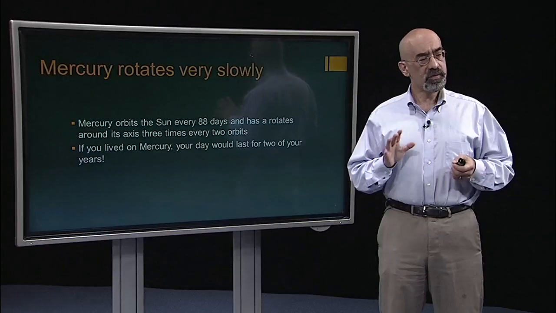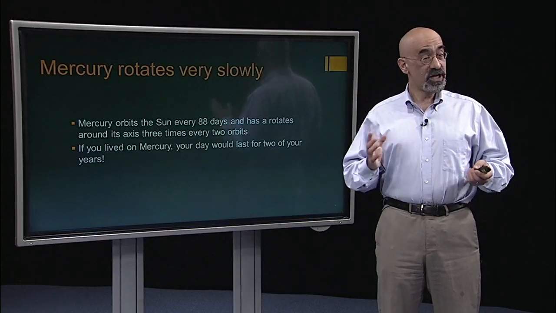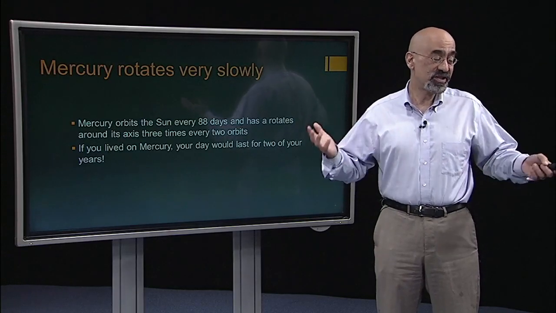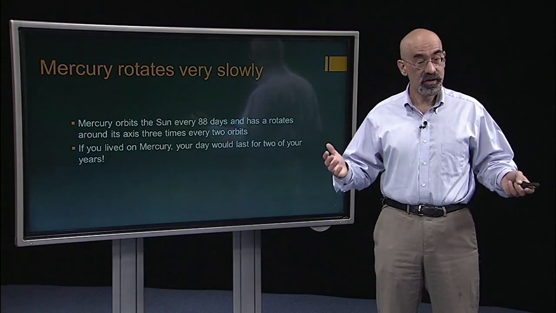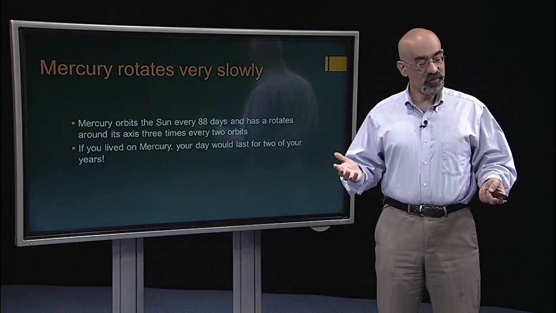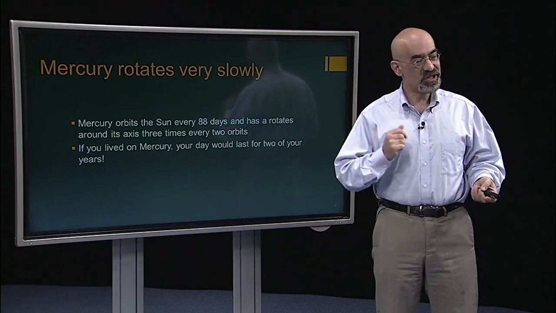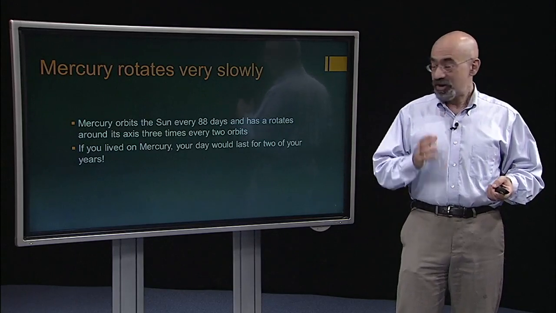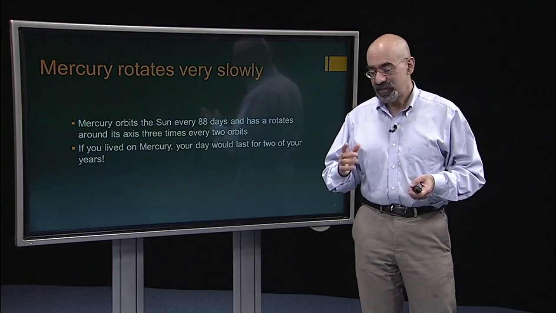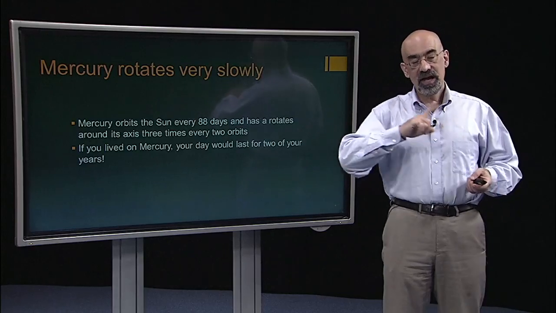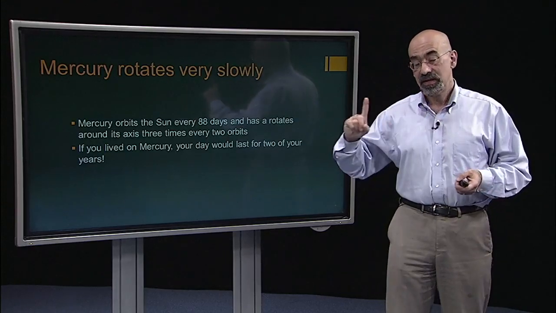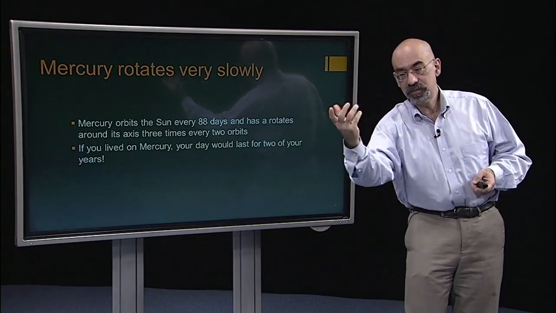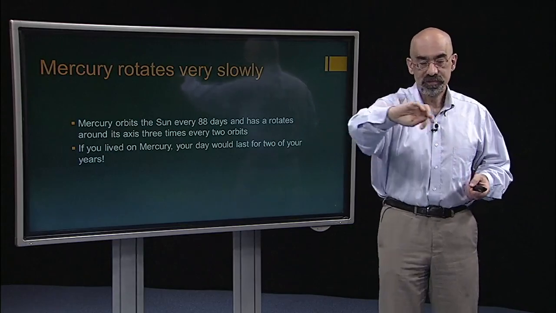Mercury has a number of interesting properties. The Earth rotates very quickly. We have 365 or 365 and a quarter days per year. Every 24 hours, we see the sun rise, the sun set. If you lived on Mercury, life would be very different. Mercury rotates really slowly. It orbits the sun every 88 Earth days, and for every 2 orbits around the sun, Mercury spins around 3 times.